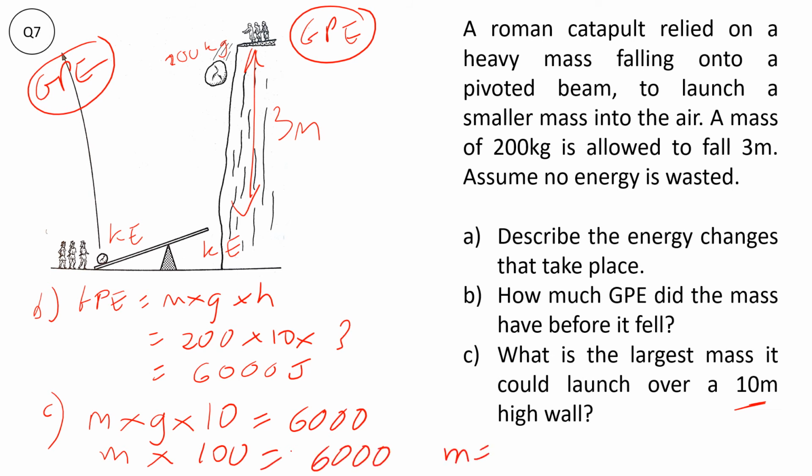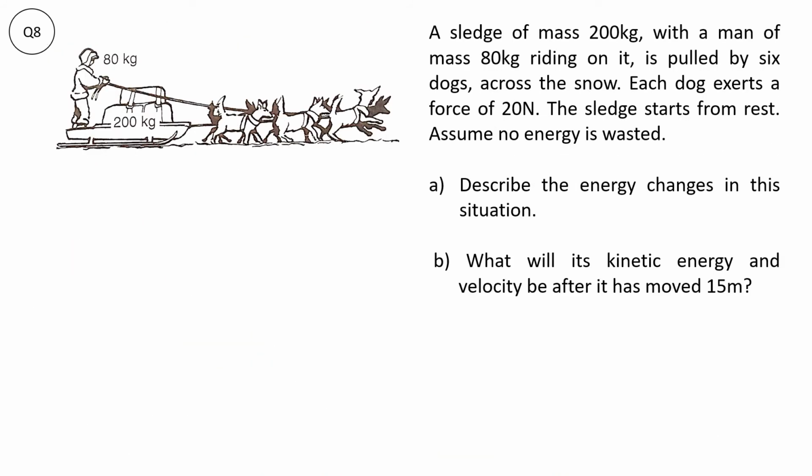Therefore, M must equal 6,000 divided by 100, which is 60 meters. So the Romans were able to use this to launch, hang on, sorry, not 60 meters, 60 kg. They were able to launch a 60 kg mass 10 meters up in the air with this. No, that's not bad.